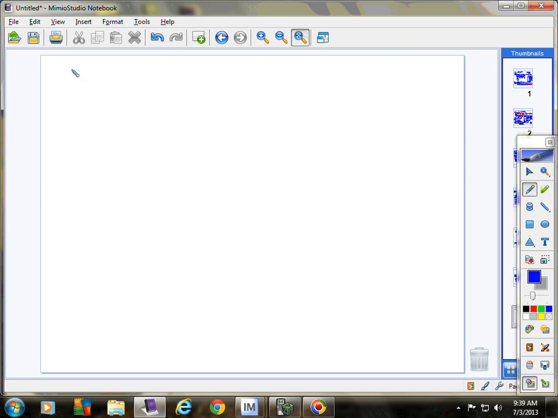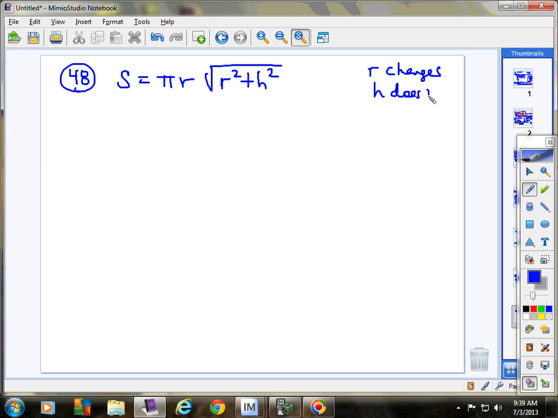Last problem of the day, number 48. I want you to try this one. S equals pi r square root of r squared plus h squared. We'll see what's changing on this one. It says the change in the lateral surface area S of a right circular cone when the radius changes from r0 to r0 plus dr and the height does not change. Underline that in your book. R changes, but height does not change.